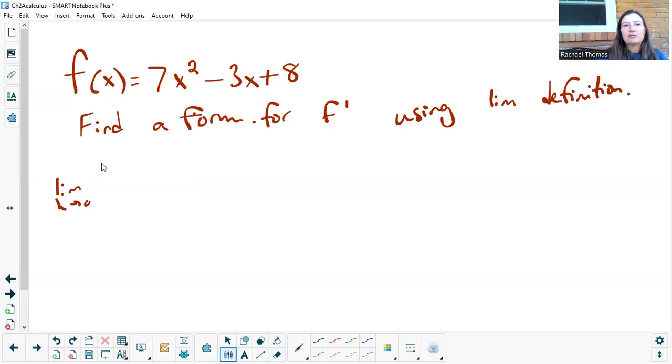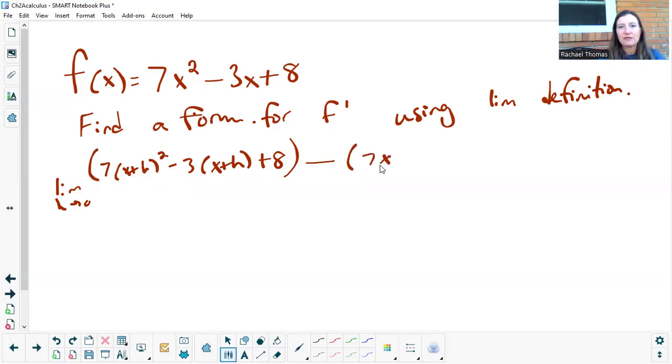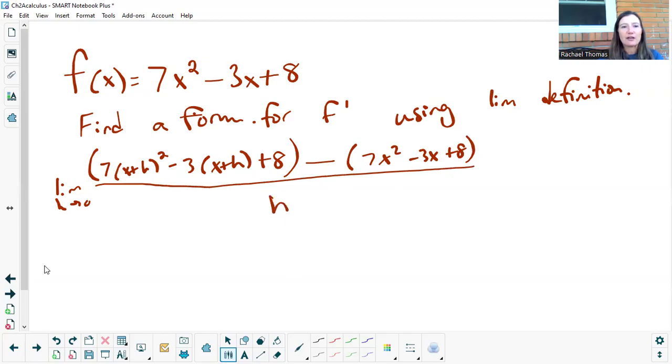All right, so f of x plus h, that's going to be 7 times x plus h squared minus 3 times x plus h plus 8, minus f of x, being very careful with my parentheses here because I do not want to accidentally only subtract the 7x squared and not the rest of that formula. See, a lot of really smart kids make that very simple error. Don't be that guy.